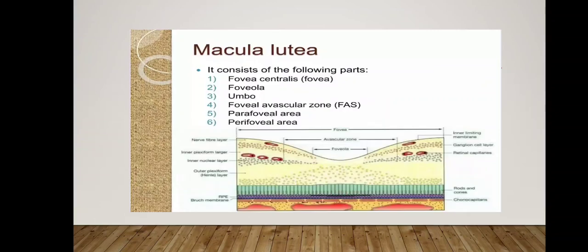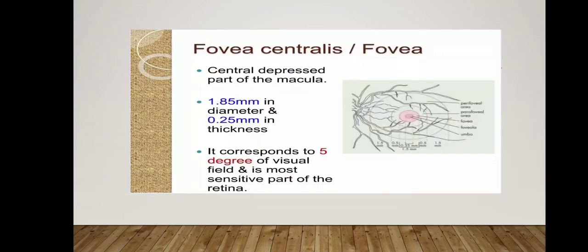Again, the macula lutea consists of fovea centralis, foveola, umbo, foveal avascular zone, parafoveal area and perifoveal area. The fovea centralis, or fovea, is a central depressed part of the macula, 1.85 mm in diameter and 0.25 mm in thickness. It corresponds to 5 degrees of the visual field and it is the most sensitive part of the retina.